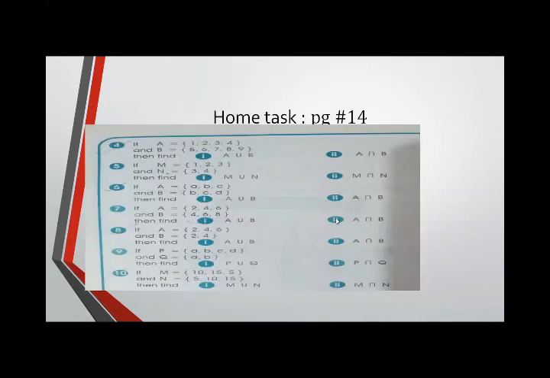Now students, this is your home task. Your home task is on page number 14, from question number 4 to question number 10. In the previous lecture, we discussed the union, and you did all the union parts of these questions. In today's lecture, we discussed intersection. So students, please complete this exercise in your home, in your fair copy. Here we are discussing the intersection between them, so you only find the intersection between them. Previously, you found the union between them. Now today we are discussing the intersection between them. So you find the intersection between all the sets.